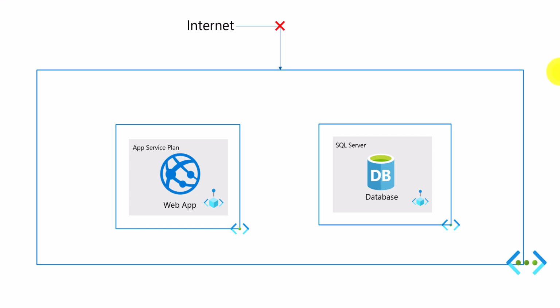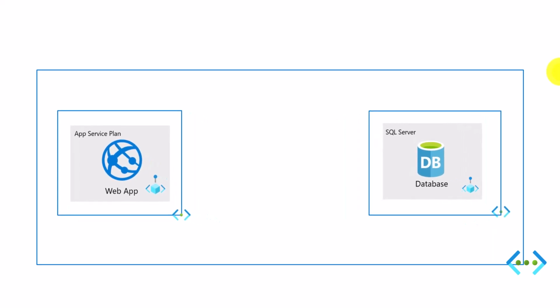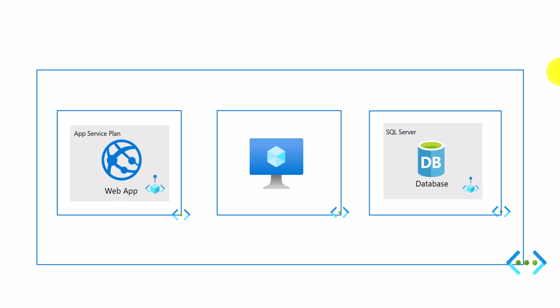So what we are going to do now is add another subnet. Inside this we are going to create a virtual machine and its related components. Once we do that, the virtual machine will be able to connect to the web app as well as the SQL server, because by default within a virtual network any traffic is allowed between the various Azure services, even though they are in different subnets.